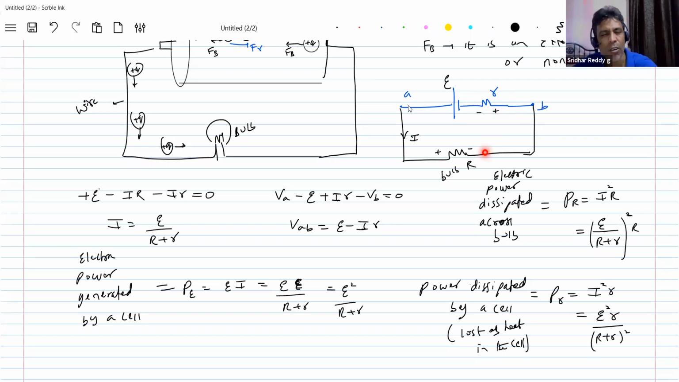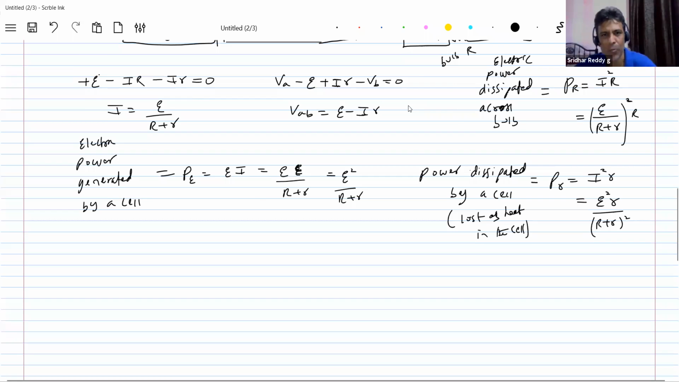So shall we call this efficiency? What do you mean by efficiency? It is the power dissipated across the bulb divided by the power generated by the cell. The power across the bulb will definitely be less than the power generated by the cell, as you can see from the equations. Will efficiency be 100% or less than 100%? Less than 100%. So this is about some theoretical ideas.